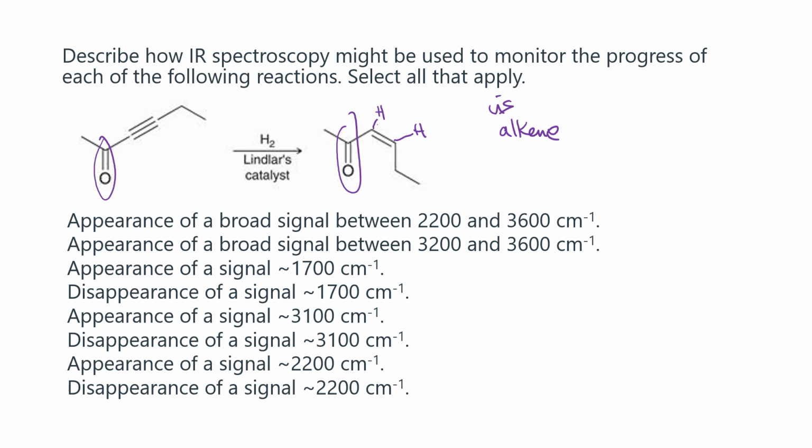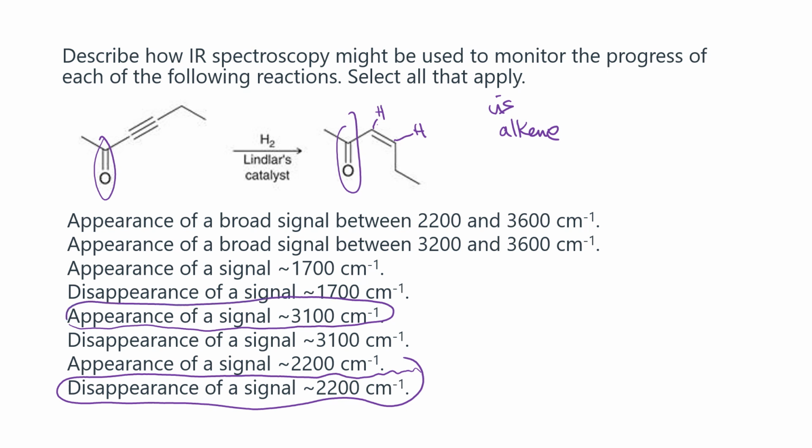So where is the alkyne? Disappearance of this. And we should have appearance. This has H's. So that should appear because these are carbon sp2 H. Okay, nothing broad, nothing like that. Carbonyl stays. So this is present both in the reactant and the product. So that's not changed. It's not disappearing either.